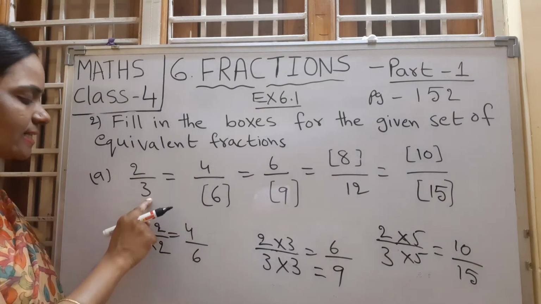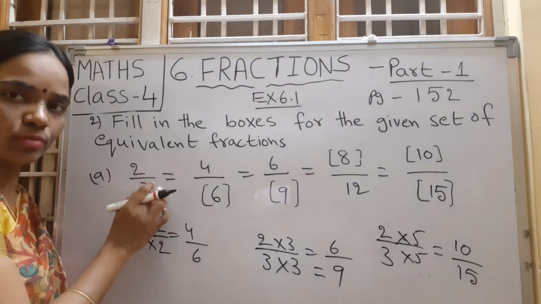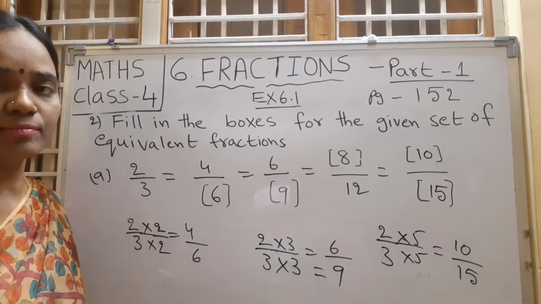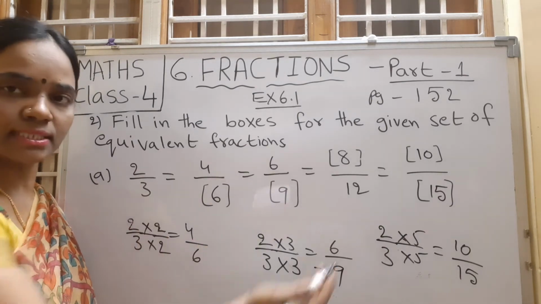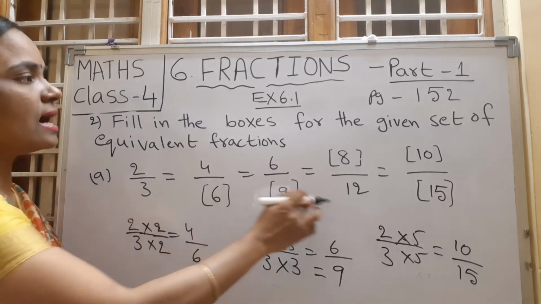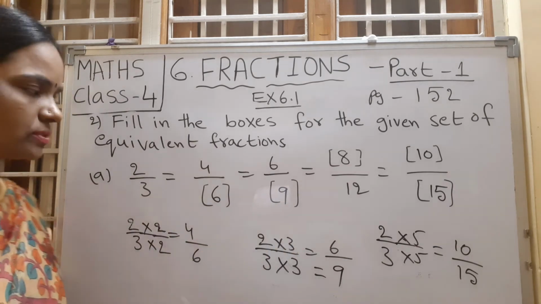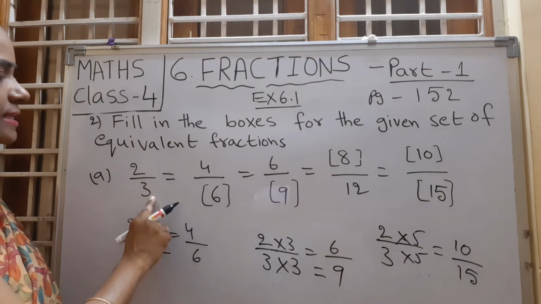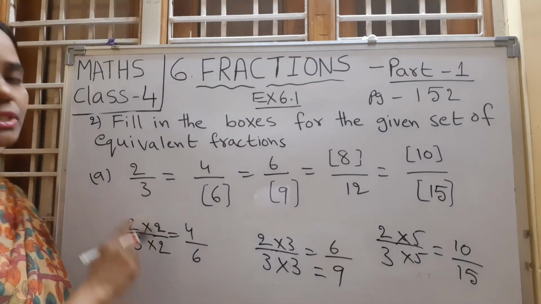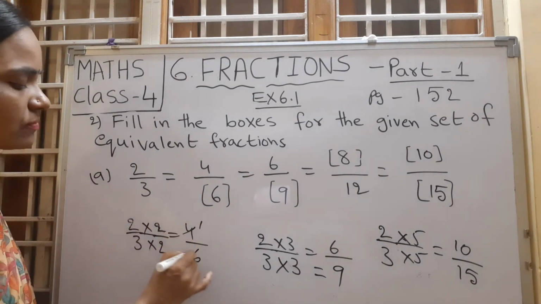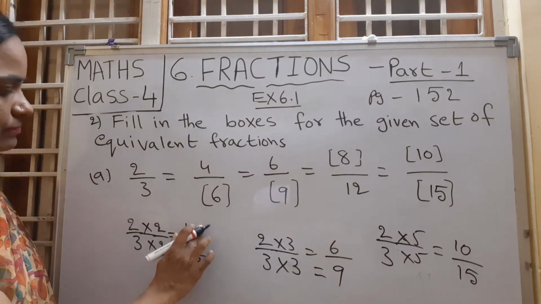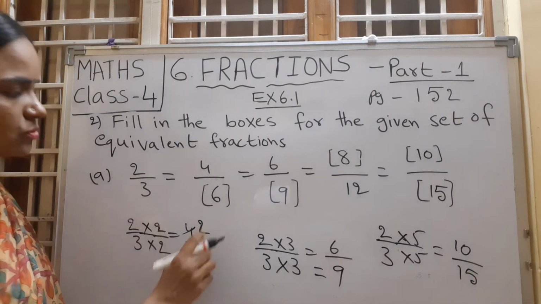So numerator and denominator. Take the first fraction. It should be multiplied with the same number continuously to get its next values. So all these are the equivalent fractions because these have the same values. Yes, 2 by 3. 4 by 6 means its value is 2 by 3 only. 2 1s are 2, 2 2s are 4, 2 3s are 6, so it is 2 by 3 only.